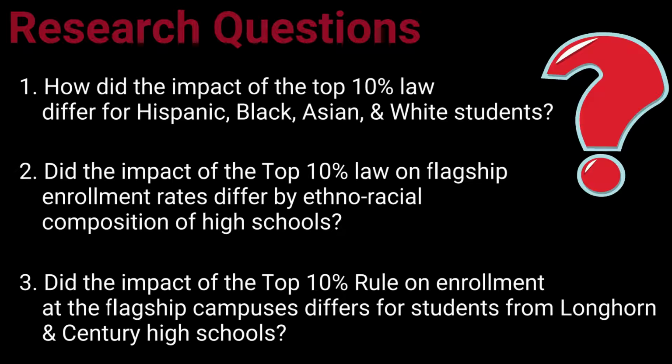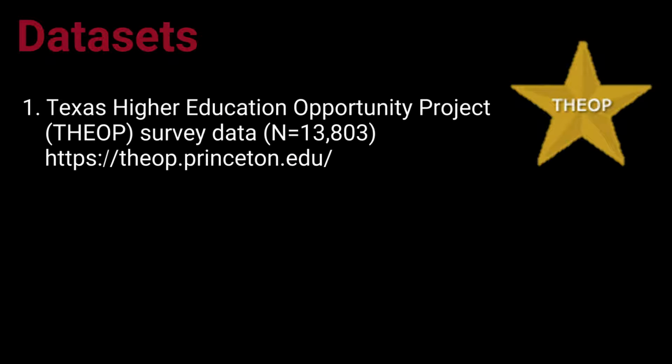So, No and Tienda's hypothesis was that the top 10% law impacts flagship enrollment among top-performing underrepresented minority students and graduates from minority high schools and from resource-poor high schools. No and Tienda used data from the senior cohort of the Texas Higher Education Opportunity Project survey data, which is a representative longitudinal study of Texas public high school students that were first surveyed during spring of 2002 using a paper and pencil and class survey instrument.